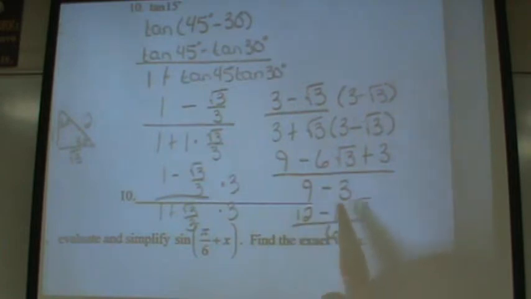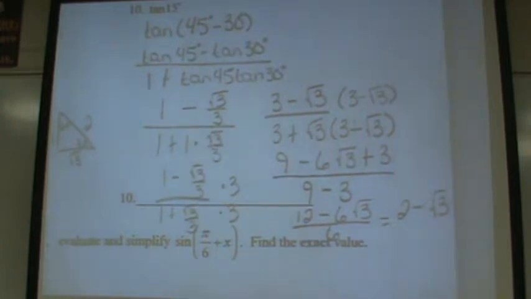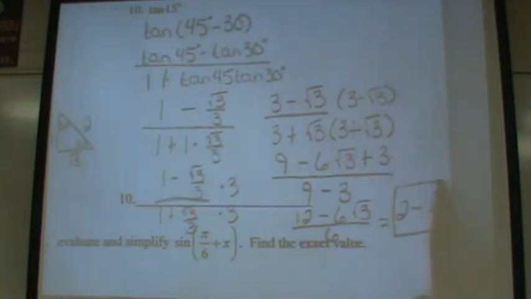Now you can simplify this further. We can factor out that 6. So 6 goes into 12 2 times. 6 goes into 6 1 time. So it's just 2 minus root 3. Make sure that you are simplifying your answers fully. So you end up with 2 minus root 3.